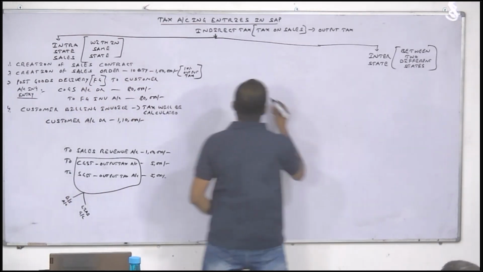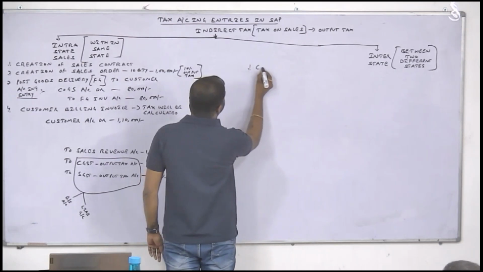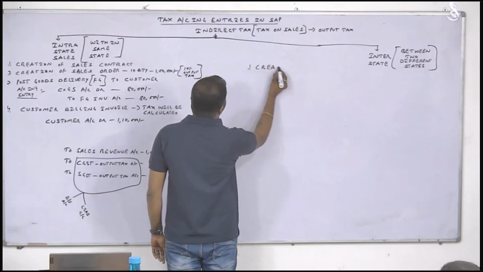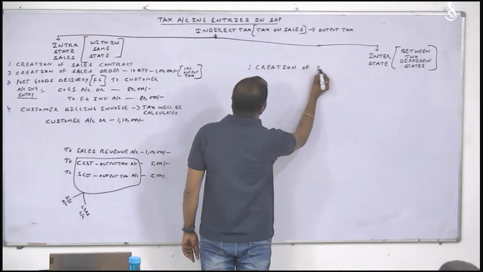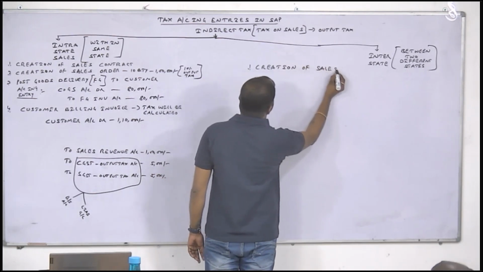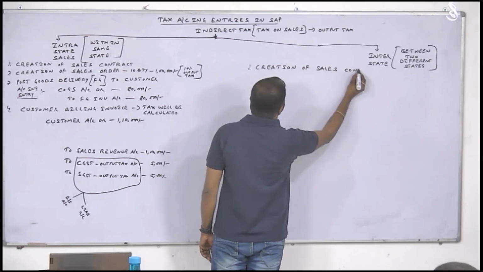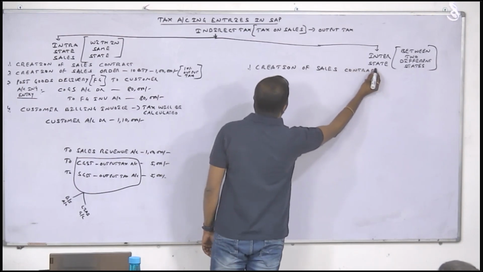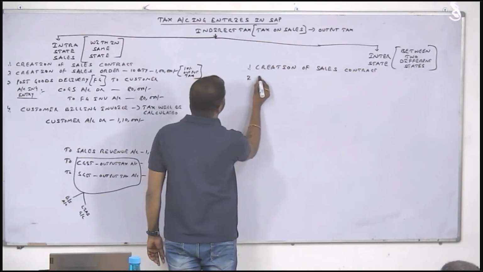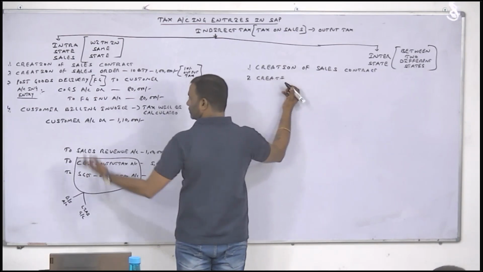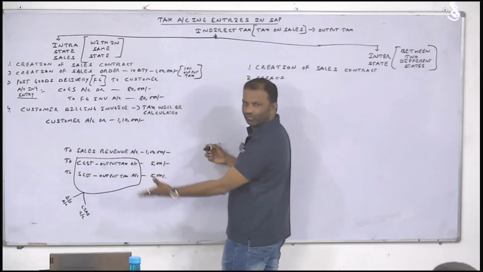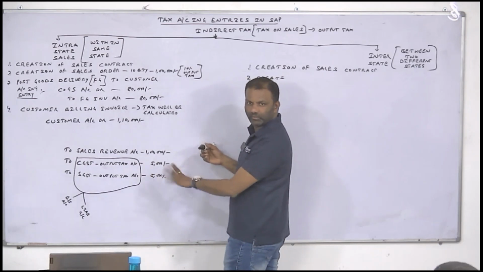Here, what is the first step? Creation of sales contract. Then creation of sales order. The remaining order you people know, right? How to make the bank payment and everything, you people know, right?